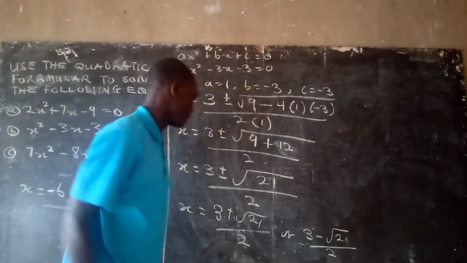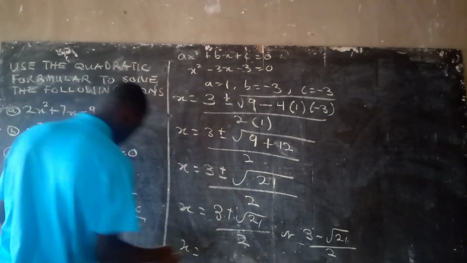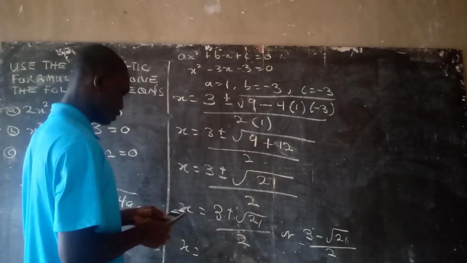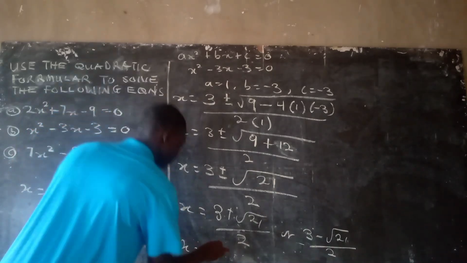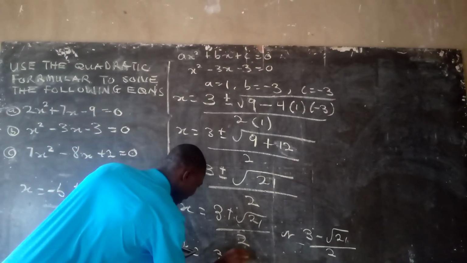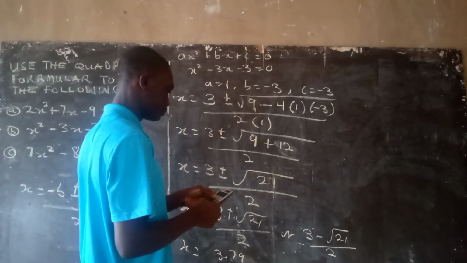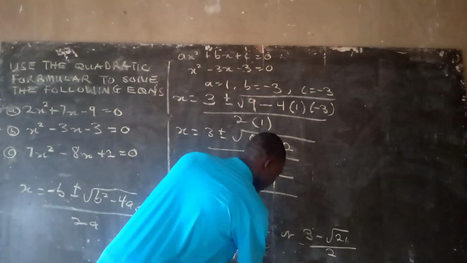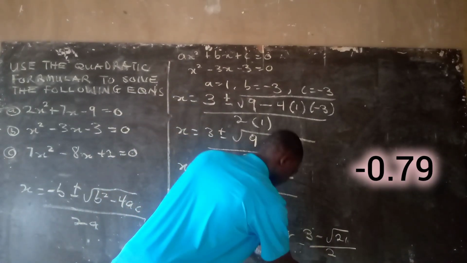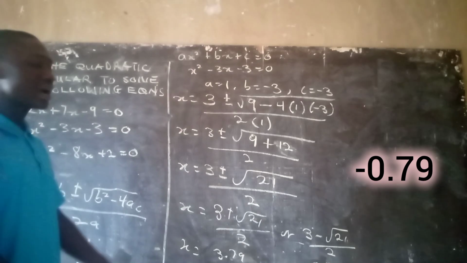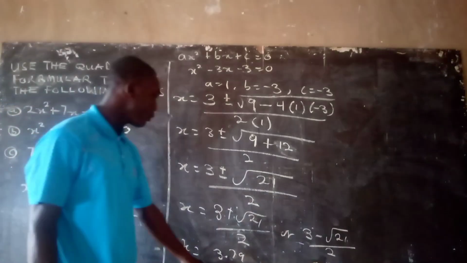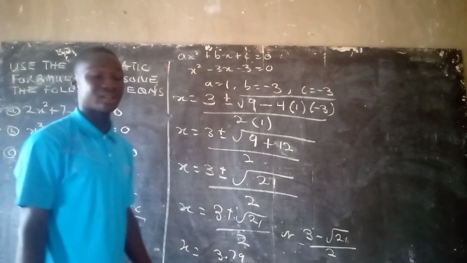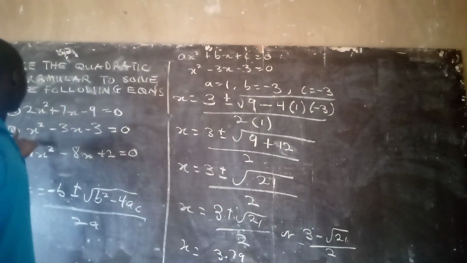So for this one, you have x is equal to 3 plus the square root of 21 over 2, which gives us 3.79. And for this one too, we have negative 0.79. So this becomes the final answer. So x is equal to 3.79 or negative 0.79 becomes our final answer for this question. Let's move on to C.